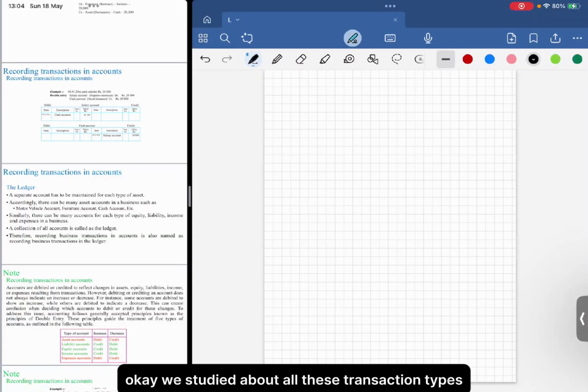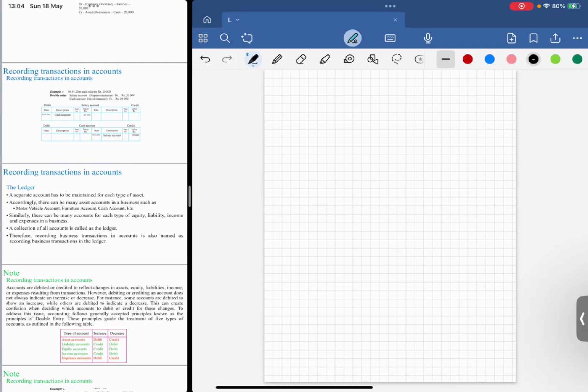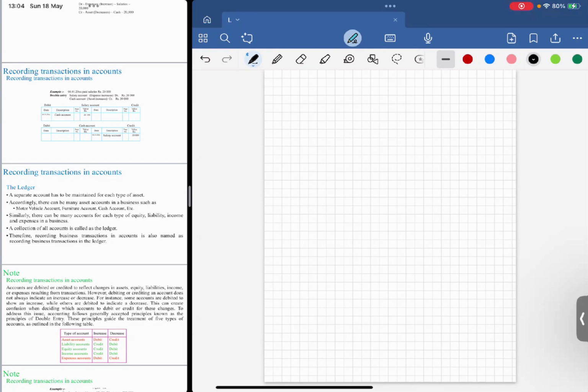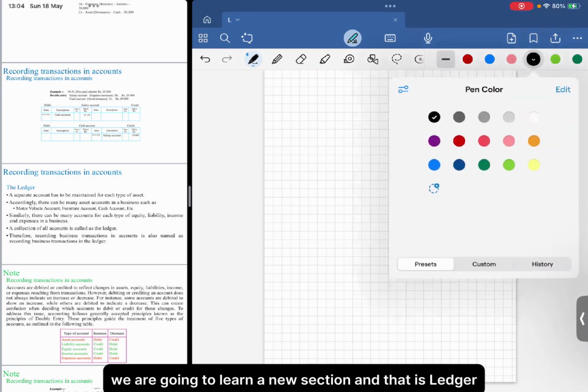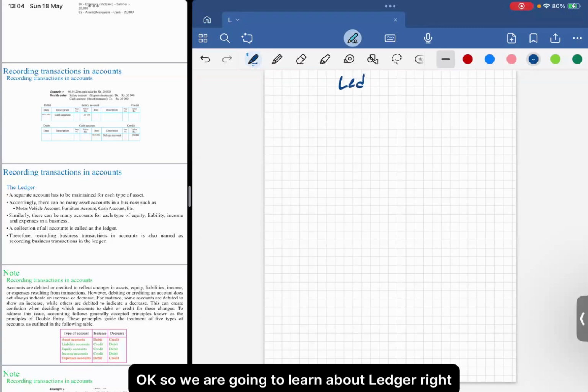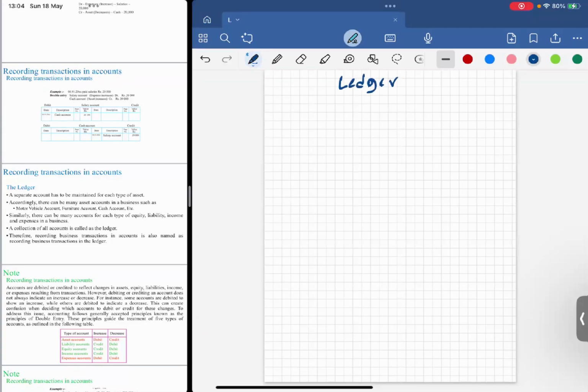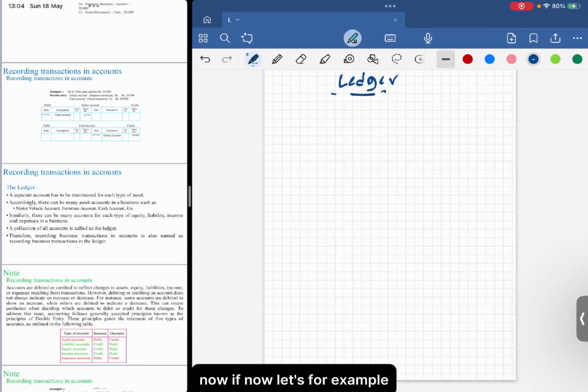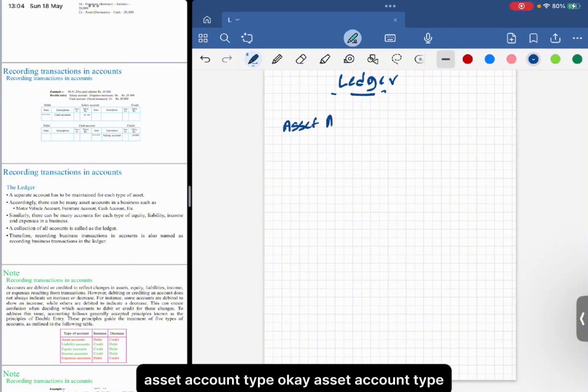Okay. We studied about all these transaction types, how to record the double entry, and then how to record it in accounts. Okay. Now we are going to learn a new section that is ledger. Okay. We are going to learn about ledger. Right. Now if you look at accounts, let's say for example, asset account type.